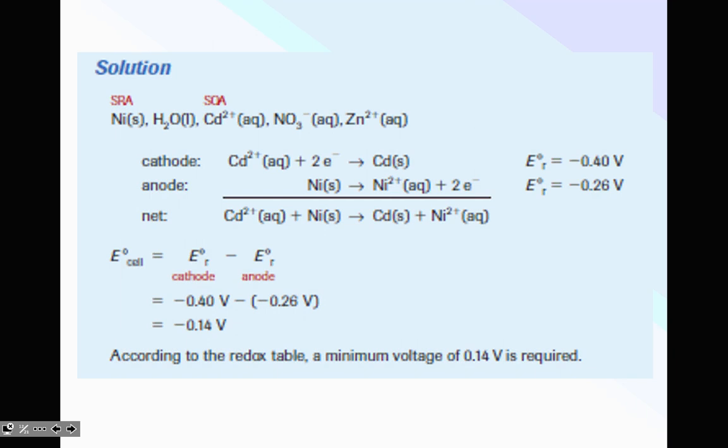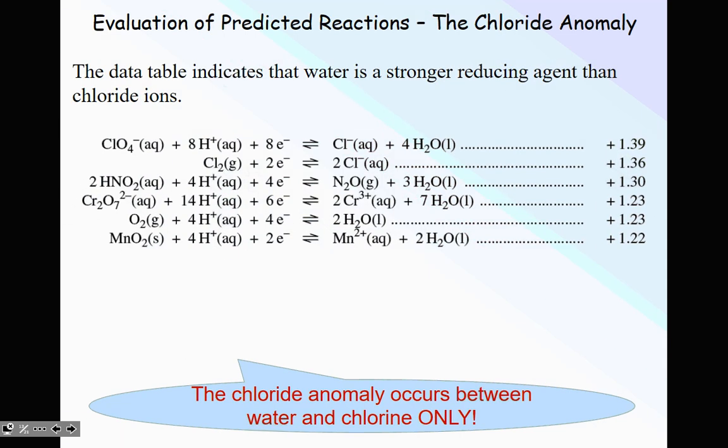So here, much shorter version, you identify your SRA, your SOA. You write out the reaction that's happening at the cathode, the half reaction that's happening at the anode. Make sure this time you include your voltages. There's your net reaction, and here is your answer for the voltage that is required in order for that cell to actually work. It requires a voltage of 0.14.